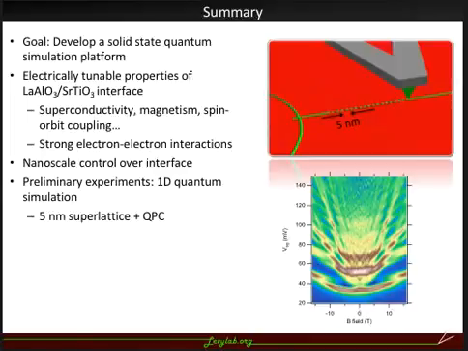So again, our goal is to do quantum simulation with this solid state material. The material is lanthanum aluminate grown on strontium titanate. It has electrically tunable properties as well as nanoscale control over the interface. And we've performed preliminary experiments with these one-dimensional superlattice devices.